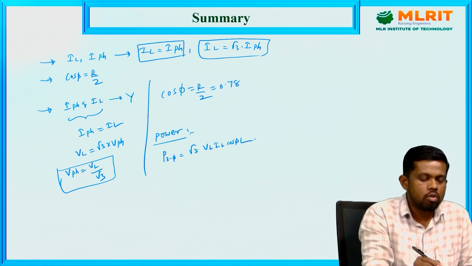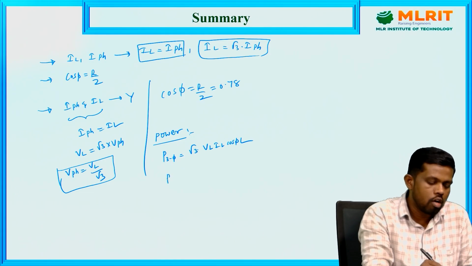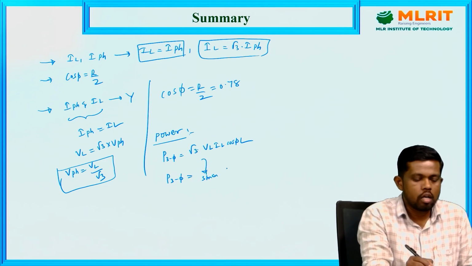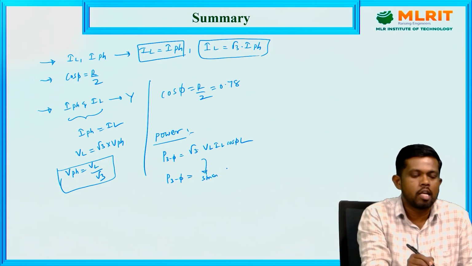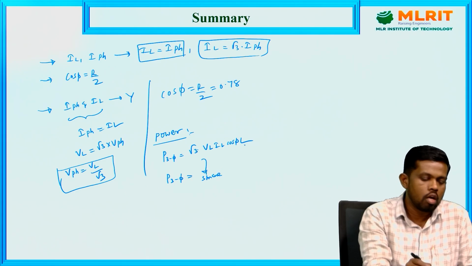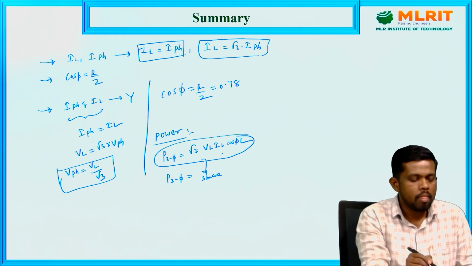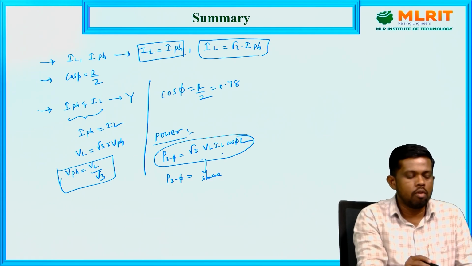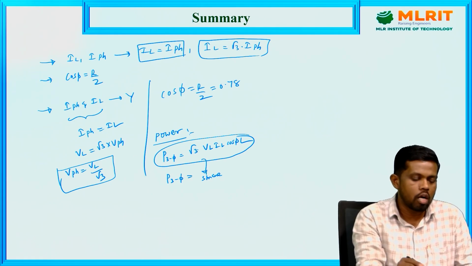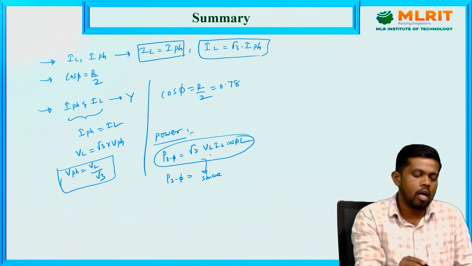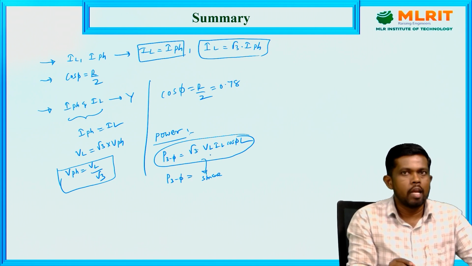If it is a delta connected network, the three phase power value is the same. So in a balanced delta or star connected network, the three phase or total power taken by the network is the same. Both networks take the same amount of power. If it is a source, it delivers; if it is a load, it consumes root 3 times VL IL cos phi L. So this is the end of the whole module.